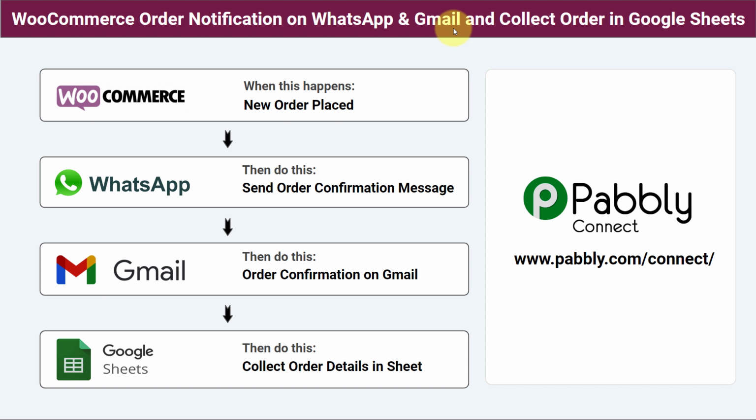This video is going to be very interesting for all the e-commerce store owners because here I am going to tell you how you can automatically send order notifications on WhatsApp and Gmail and also collect the order details in Google Sheets. So the flow of our automation will be like whenever a new order is placed in a WooCommerce store, automatically send an order confirmation message to the customer on his WhatsApp as well as on his Gmail, and after notifying them on WhatsApp and Gmail, collect the order details in your Google Sheets automatically.